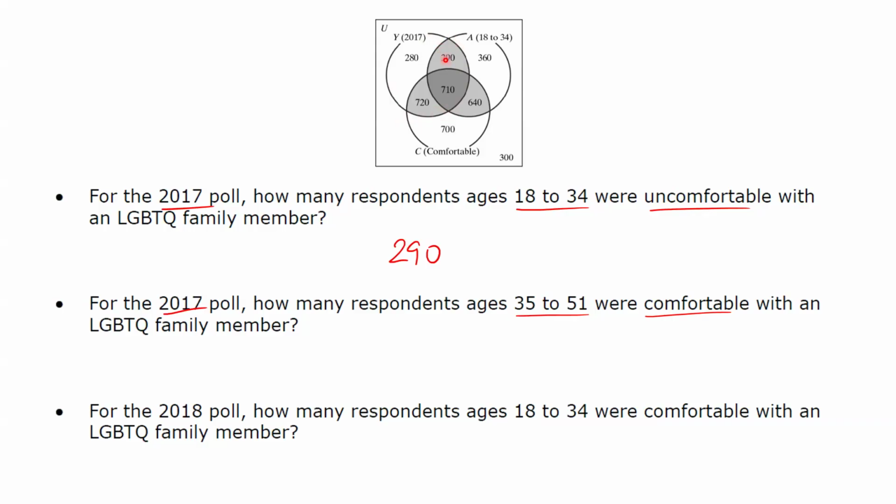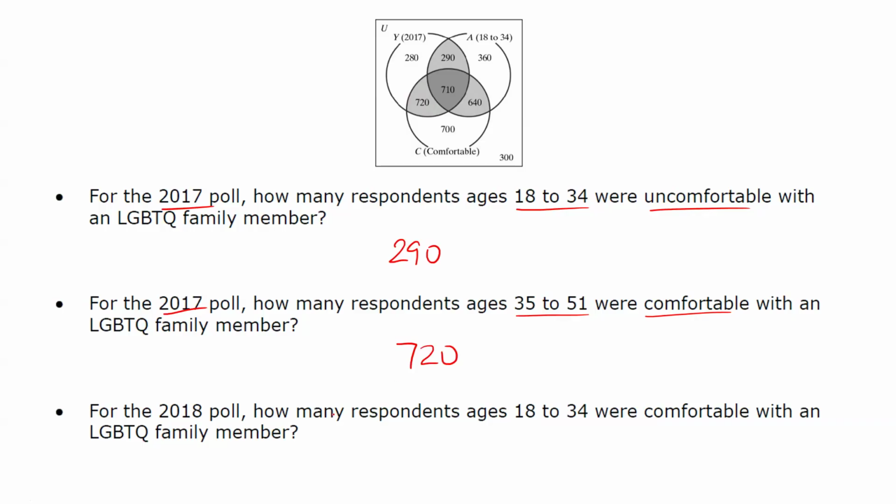That means we need to exclude the 290 and the 710 because they are part of the 18 to 34 subset. So we're looking at 280 and 720. And the third part is that they were comfortable. Well, 720 is a part of the comfortable subset, so we know 720 would be our final answer.